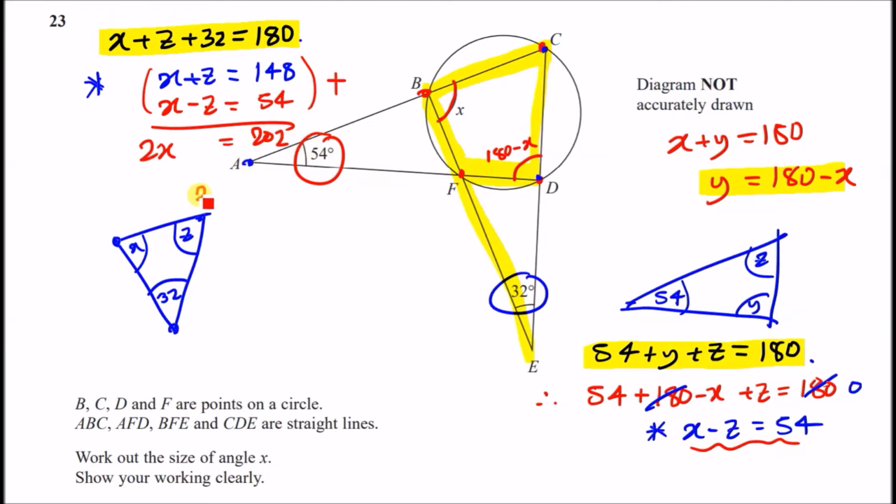And then dividing 2 across, you're left with x equals 101 degrees. And that's it, guys. We are done.